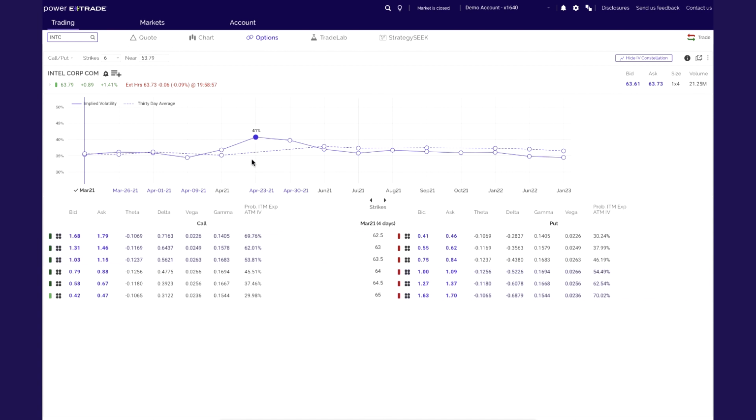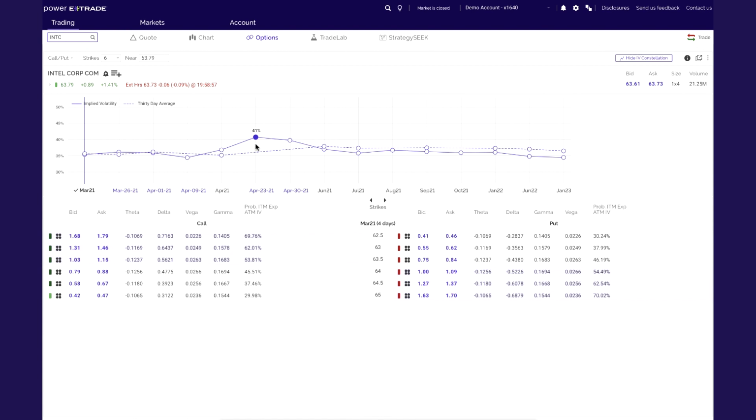Now, trying to figure out why people would be willing to pay more for this options expiration than they were for the one that was a little bit closer in or further out. Something must be going on that has people willing to pay more for calls and puts at that period of time. And here's my guess. My guess is that it's going to be an earnings announcement.